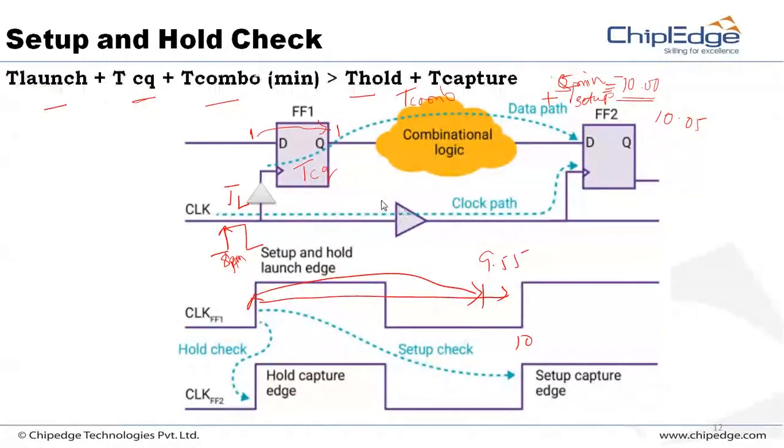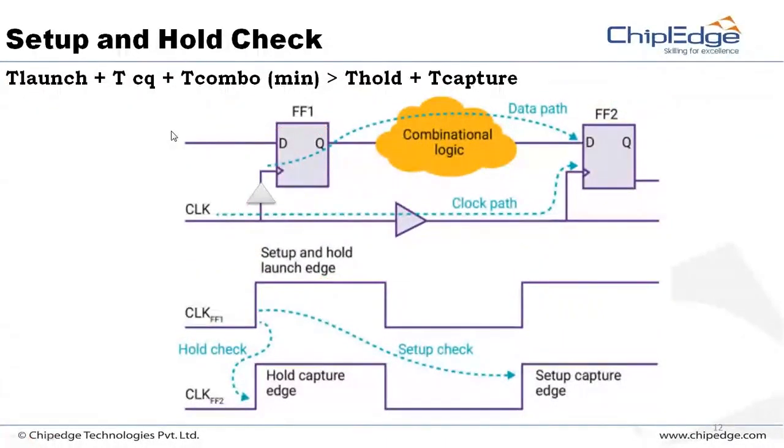So if you understood that, next is the hold check. What do you do for a hold check? See, now we have seen that you have come at 9:55 exactly, but you should not leave the bus stop so early that you don't board the bus at all. So you need to check that. How do you check this? Again, the T launch, TCQ, and T combo all put together should be greater than T hold of this and the T capture.